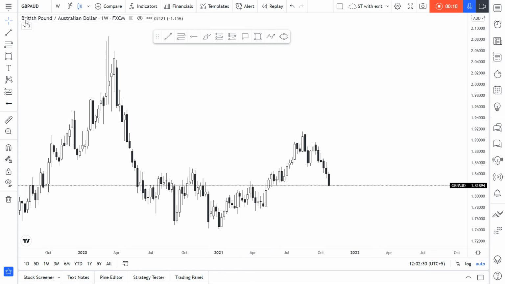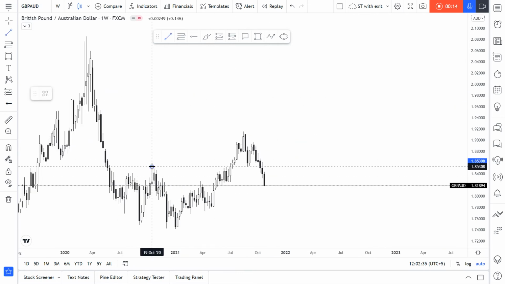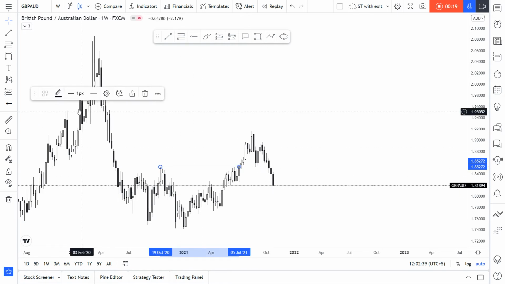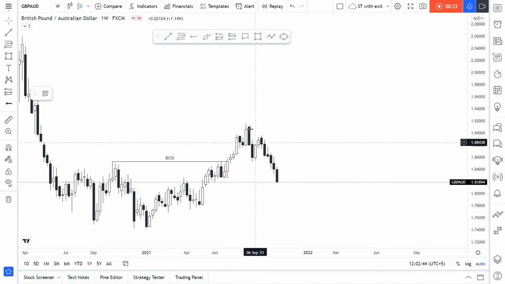Let's begin with GBP AUD. As we can see on the weekly time frame, we are in the correction phase. We got this breakout to the upside here, and now we are correcting down.